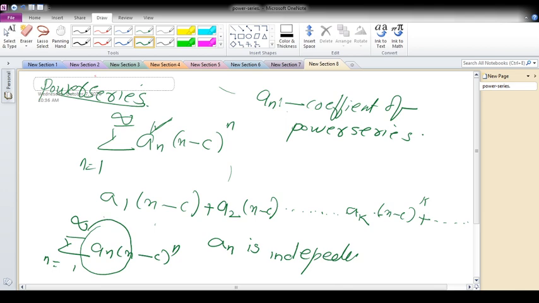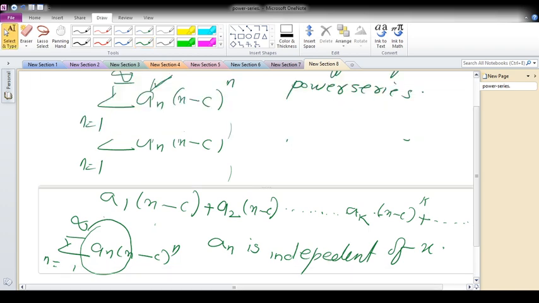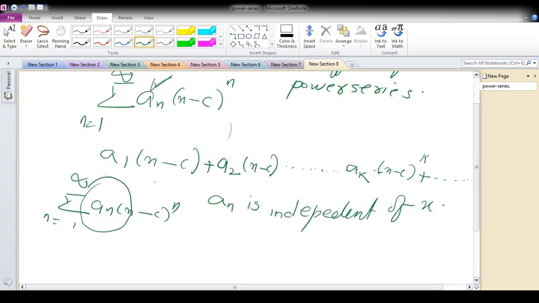Okay, this is one of the important things. Each of the power series coefficients is independent of x, and it can be expressed as a function of n, but it is independent of x. We can write a_n equal to 1 by n, otherwise 1 by n factorial, 1 by n square, etc. But it is independent of x. It should be independent of x. So this infinite series form is called power series.